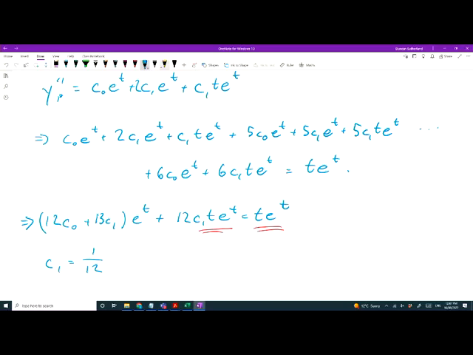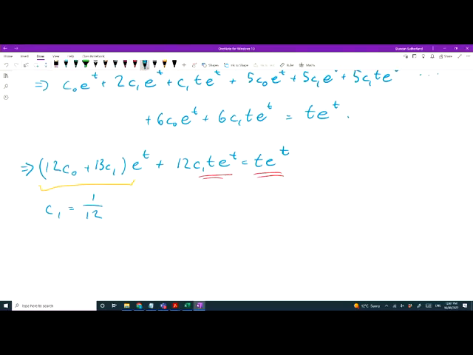Now, we need this term to disappear. And so we can find C0 that makes that happen. So we have 12 C0 equals negative 13 over 12. C0 equals negative 13 over 144. Okay? That's not a very pretty number, but it's the one we get.